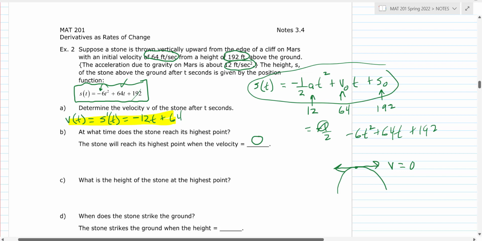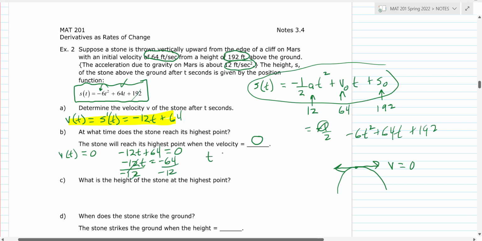So what we do is we need to take the velocity, and we need to set that equal to 0. Okay, so we're going to solve this equation. The velocity is negative 12t plus 64. That's equal to 0. We're going to solve the equation, so you could subtract 64 from both sides. You could divide by negative 12.